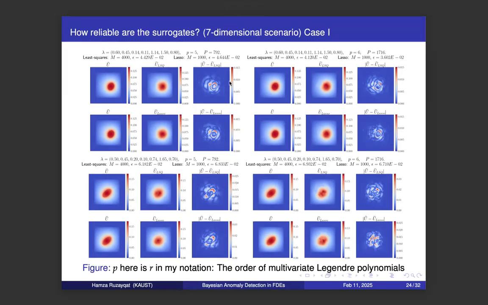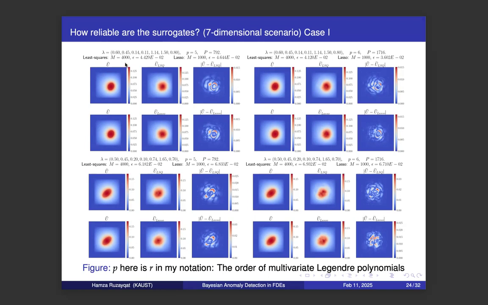In the 7-dimensional scenario, case 1, here I have the case where the order, so P here is actually R, in my case, the order of the multivariate Legendre polynomial. So when it's 5, I have 792 terms. And I'm taking M, the number of solutions or realizations of the model, to be 4,000, which took about 5 days to compute. So I have 4,000 solutions at random variables in the 7-dimensional cube.